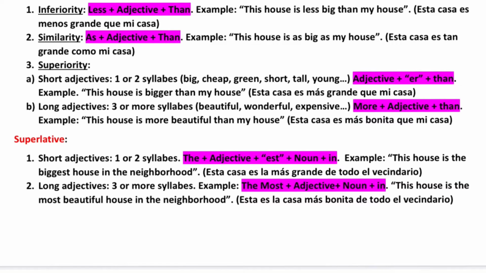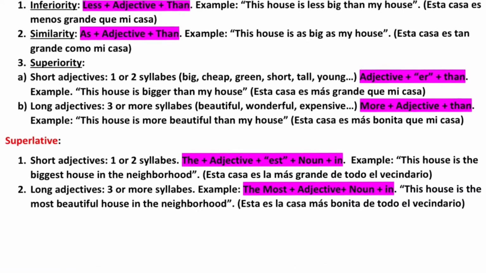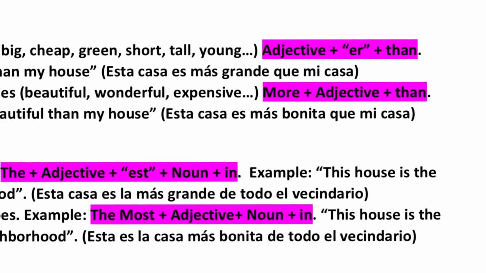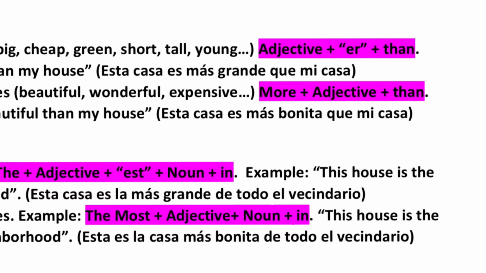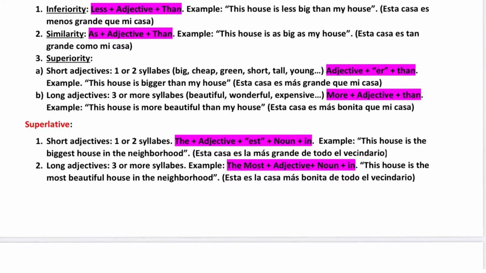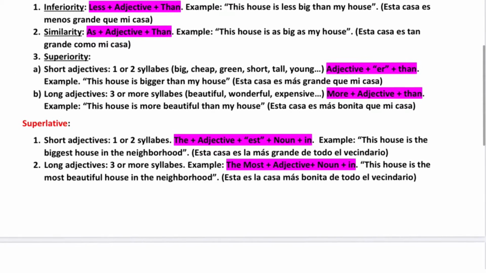Long adjectives tenemos los adjetivos largos que se consideran aquellos de 3 or more syllables, 3 o más sílabas. Por poneros un ejemplo, beautiful, wonderful, expensive. The structure is, la estructura sería more plus the adjective plus than, más el adjetivo más la partícula than. Veamos un ejemplo. In the example we have, this house is more beautiful than my house. Esta casa es más bonita que mi casa.